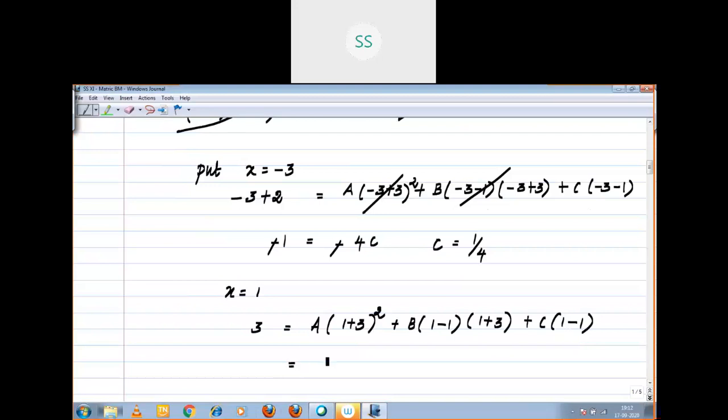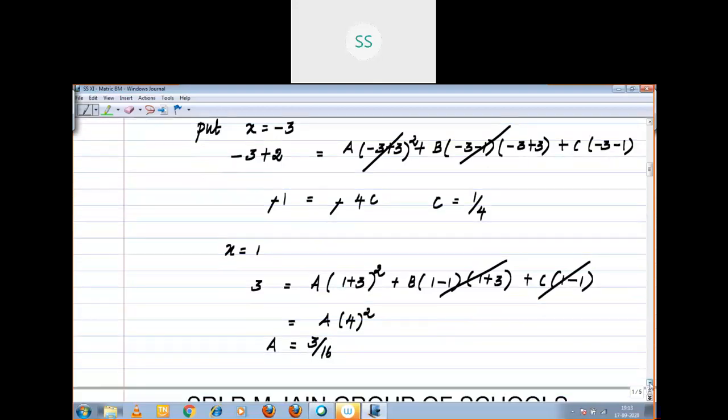This is equal to 4, 4a. Then this term has to vanish. 4 square. A into 4 square. Here this becomes vanished and this also vanishes. So what is your a now? a equal to 3 by 16.